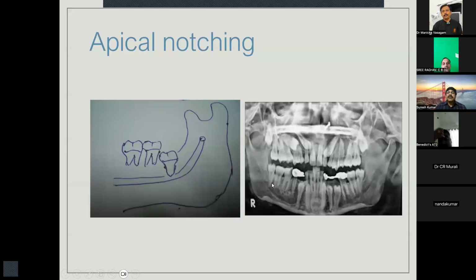Here you can see the root shadow is not altered. In the upper line of the IAN canal, it is radio opaque up to this point, and then it runs here. There is no radio opaqueness which can be appreciated in relation to the apex, but you can see the lower line which is continuously running. So this is called an apical notching, meaning the root apex is sitting right on the nerve.